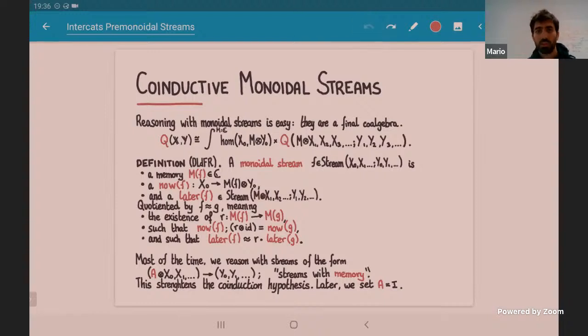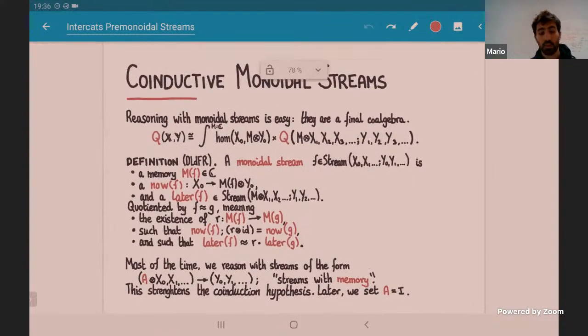We need to quotient this by something. So we are going to quotient by this equality that says that we have some R that goes from one memory to another, translating from one memory to another. This is the same equality we were quotienting by at the beginning. And it is such that the now part coincides after you apply R, and the later part is still equivalent when you apply R to the other side. So this is a way of saying that this trick of sliding R up and down still works here, and that we can define this equality coinductively. So if I want to show that two streams are equal, I show that they are equal at the beginning, and then by coinduction, I extend it to the rest of the stream.